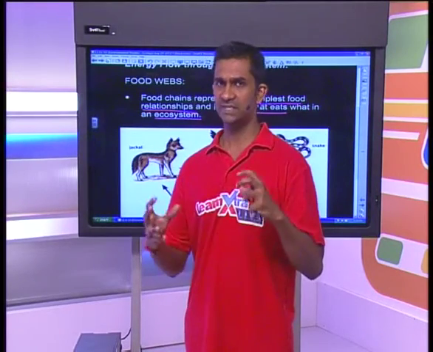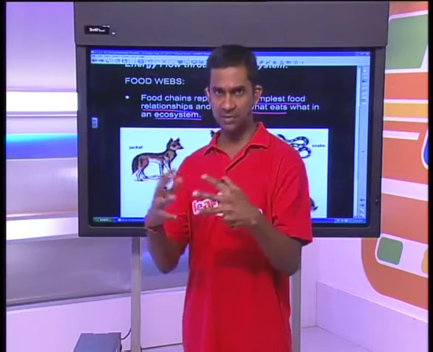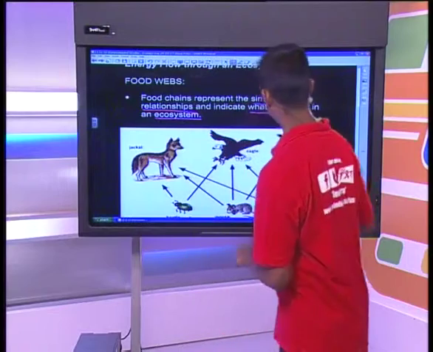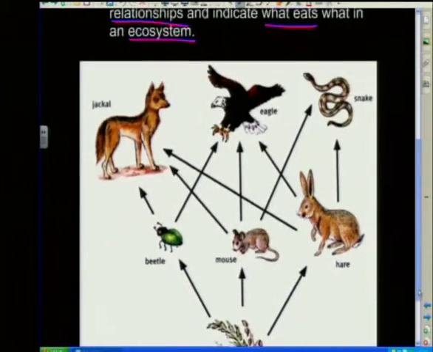And hence, when we see several food chains interlinked and networked together, we refer to that as a food web. Okay, so here's an example of a food web, and we're going to look at that in detail.